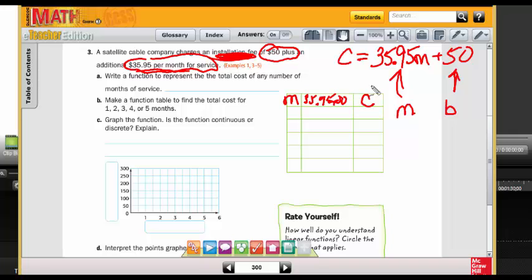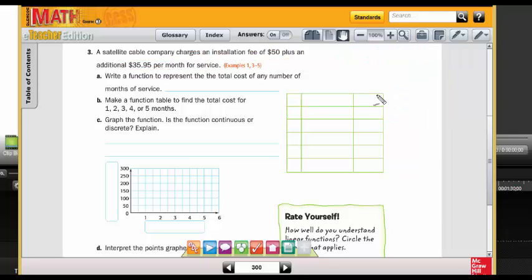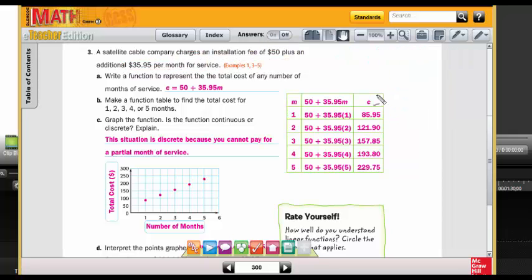Now this is going to start to get to be difficult to see here, but it asks us to plot 1, 2, 3, 4, and 5 months, and then to graph that function, and then ask is it continuous or discrete. Well, this is pretty easy to do. We just plug this in. 1 times 35.95 plus 50 would be 85.95. But again, we're going to have difficulty seeing this, so I'm going to do it the easy way. Turn the answers on, and now continue to explain.